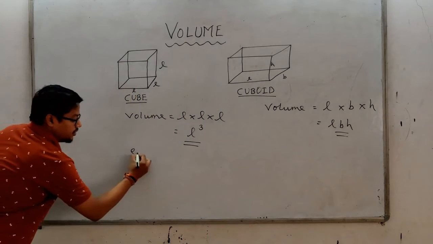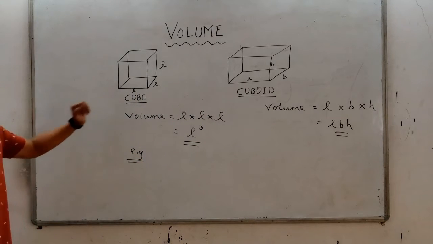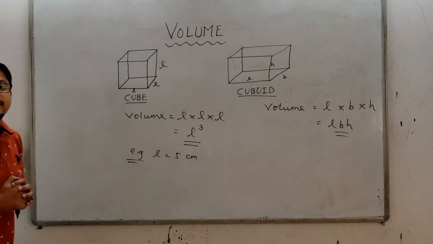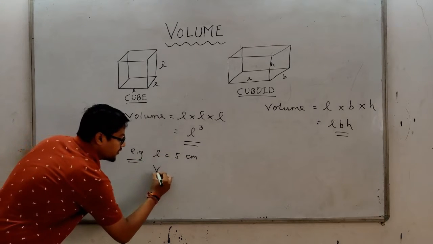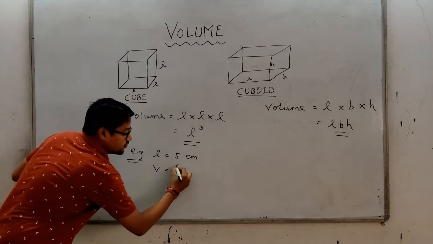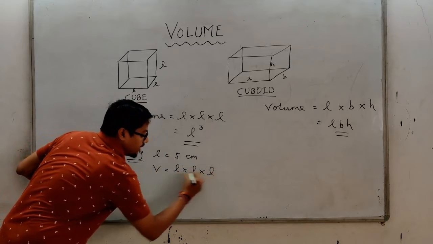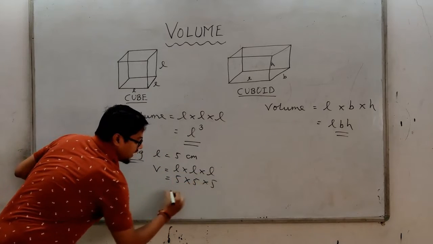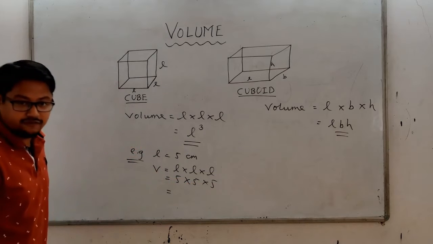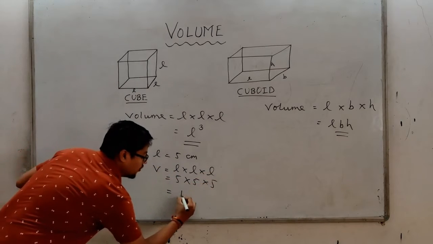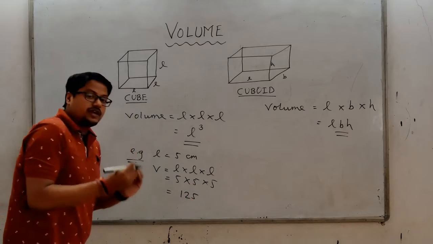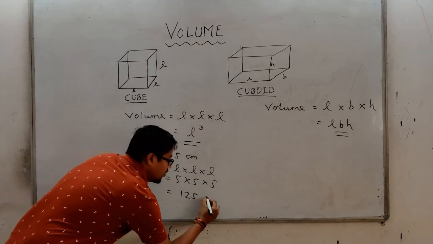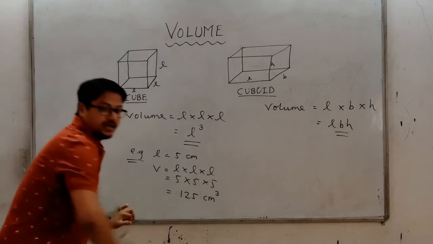Now, let us take one example. Suppose I have a cube whose length is 5 cm and I am asked to find out its volume. Volume of this cube will be L into L into L, that is 5 into 5 into 5. As we all know, 5 into 5 is 25, 25 into 5 will be 125, and because we are involving three sides, the unit of this volume will be 125 centimeter cube.